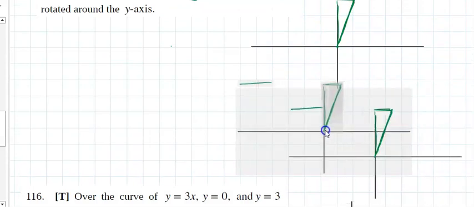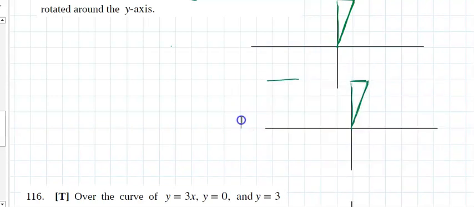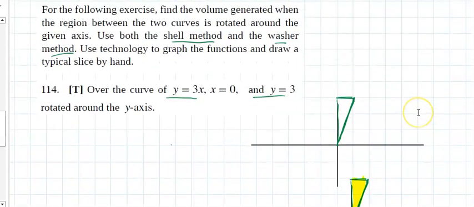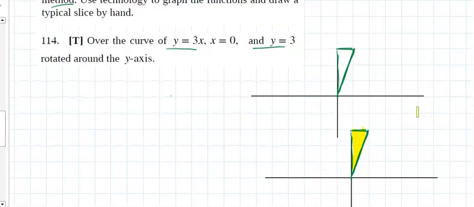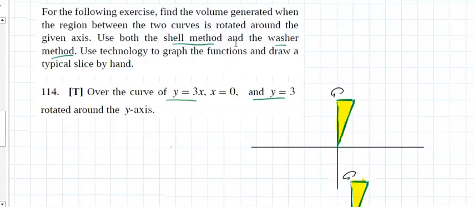I'm going to set those up. So let's see how this is going to be. The region in question is right there. I'm going to rotate this about the y-axis. So they want us to use the shell method and the washer method.